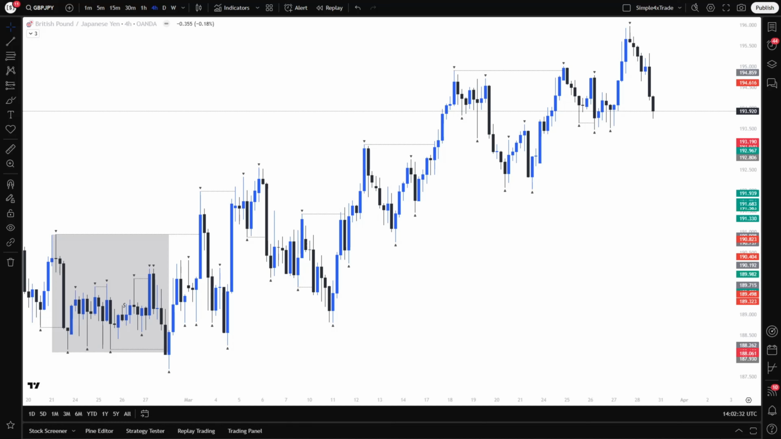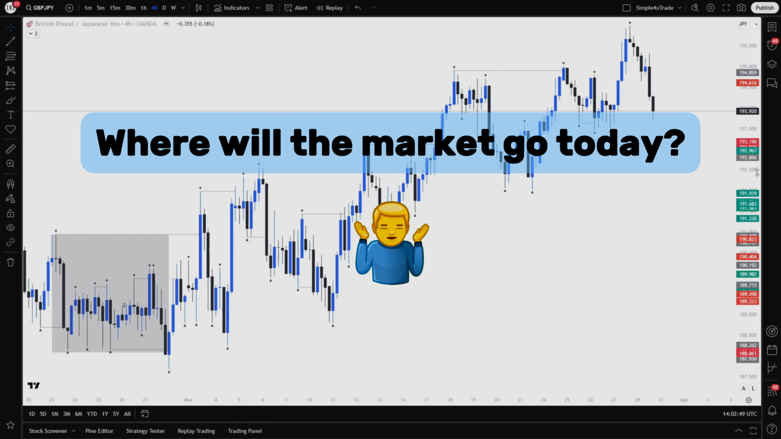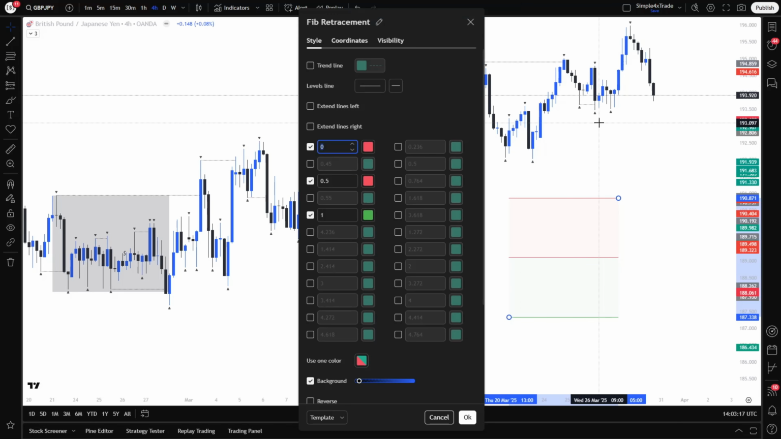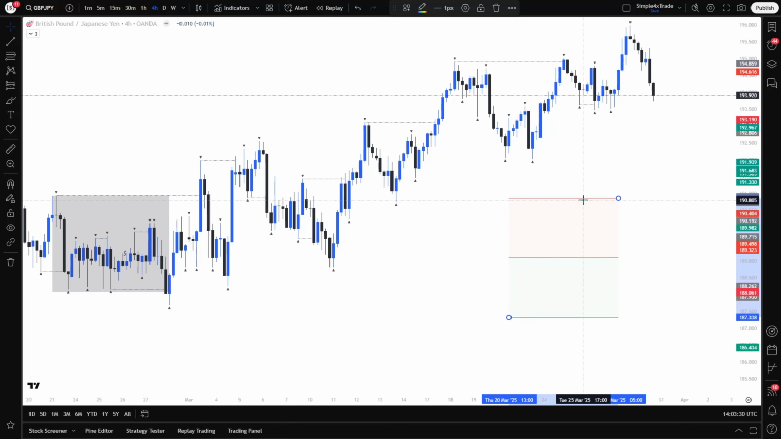I want to show you a method to determine where the market is most likely to go today. Let's call this video "Where will the market go today?" For this, I use a Fibonacci tool with those settings: 0, 0.5 and 1. This helps me to determine the middle line, which is exactly 50% of the range. And how do we use it to determine where the market is most likely to go?